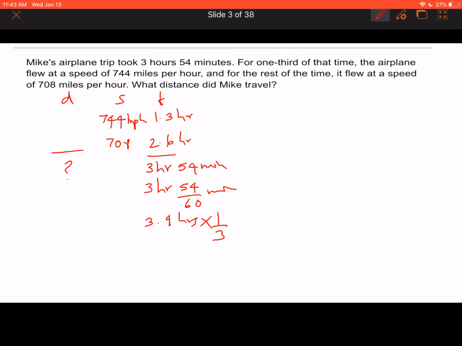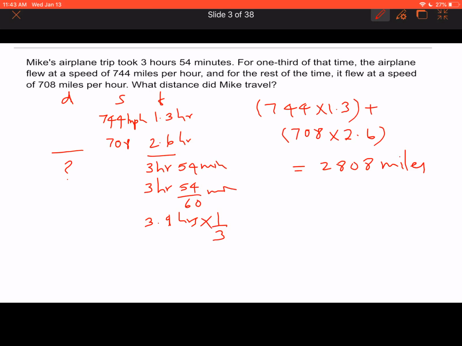The total distance we have to find is, first we multiply to get the distance covered at the first speed, that is 744 times 1.3, and then we add the distance covered at the second speed, that is 708 times 2.6. Okay, so it's going to be 2808 miles. Okay, so here the values are not given in a straight way, we have to find them out.